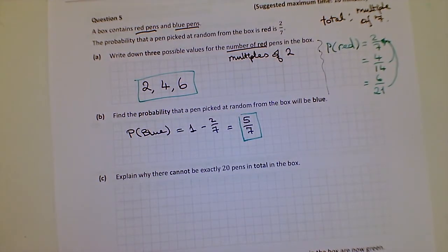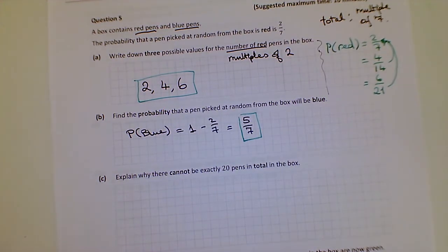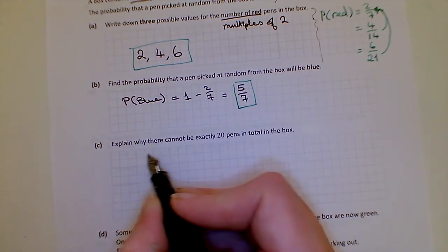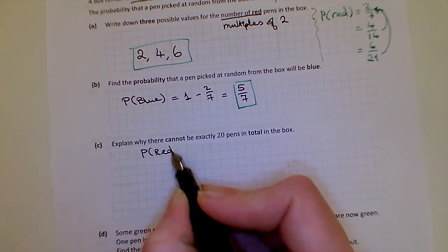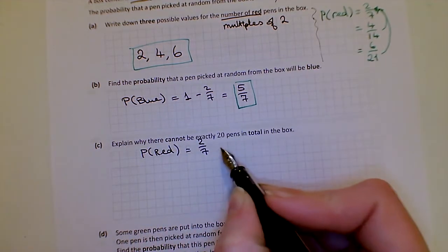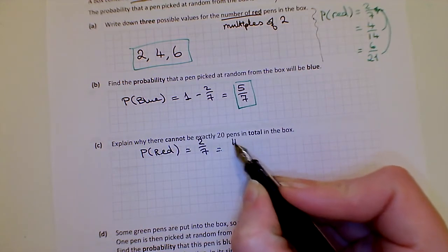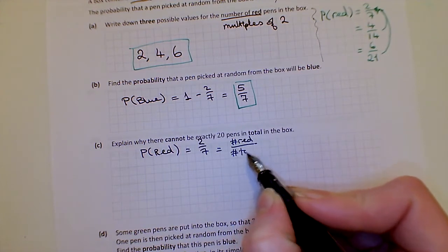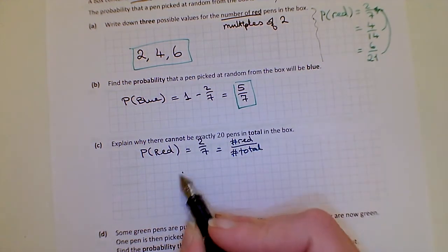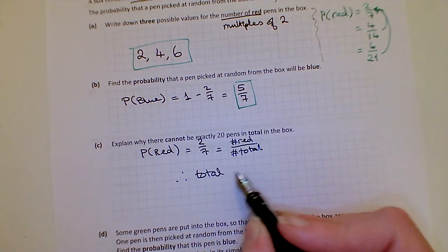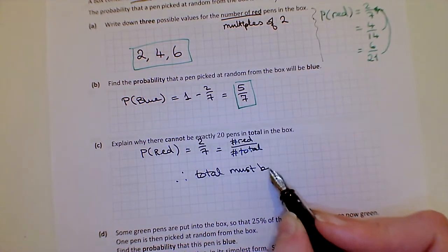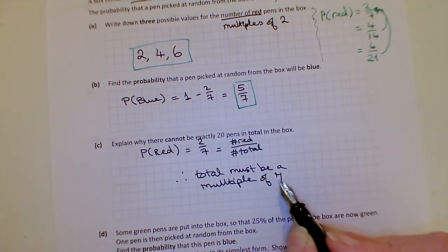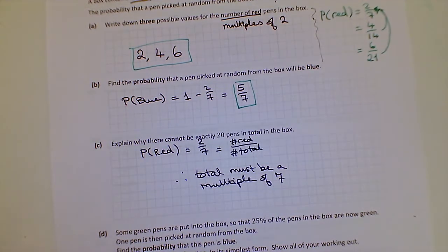Explain why there cannot be exactly 20 pens in total in the box. We've kind of already explained it here. The probability of having a red pen, for example, is 2 out of 7, which is the number of red pens over the total number of pens in the box. So therefore, the total must be a multiple of 7. So that's the final explanation there.